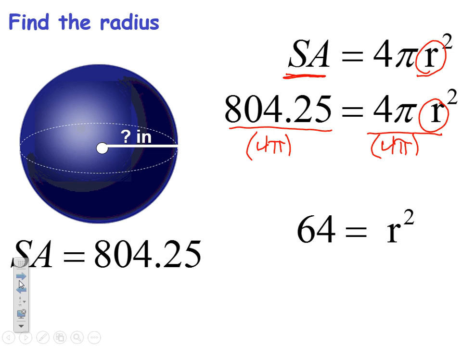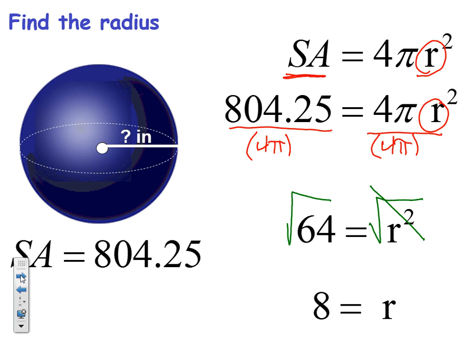Now, to get rid of a squared, we have to take a square root because these are going to cancel each other out, and the square root of 64 is 8. So my radius is going to be 8 inches. That will be my answer. All right?